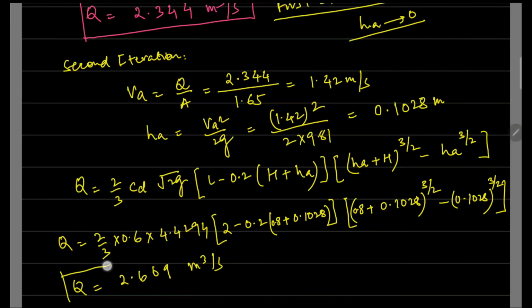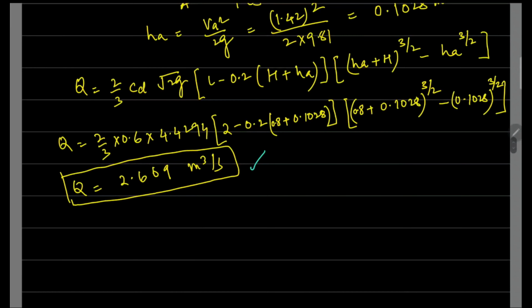So that is the Q value we obtained after the second iteration. If we compare, the first iteration was giving the Q value equal to 2.344 and the Q value is 2.669 in the second iteration. However, this is a big difference, so we should definitely go for the third iteration.